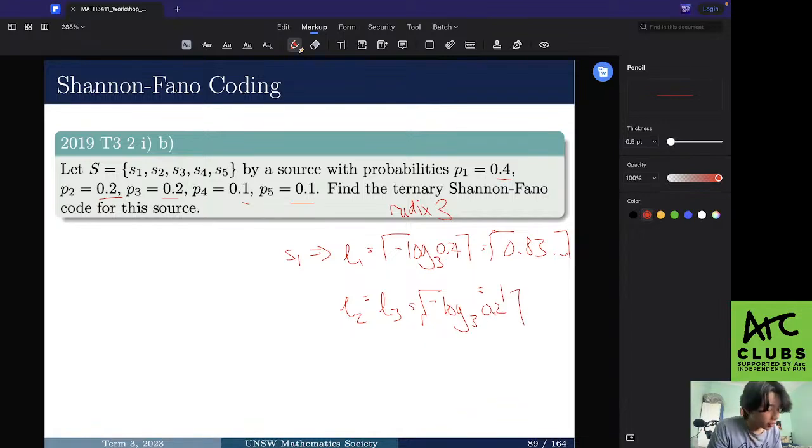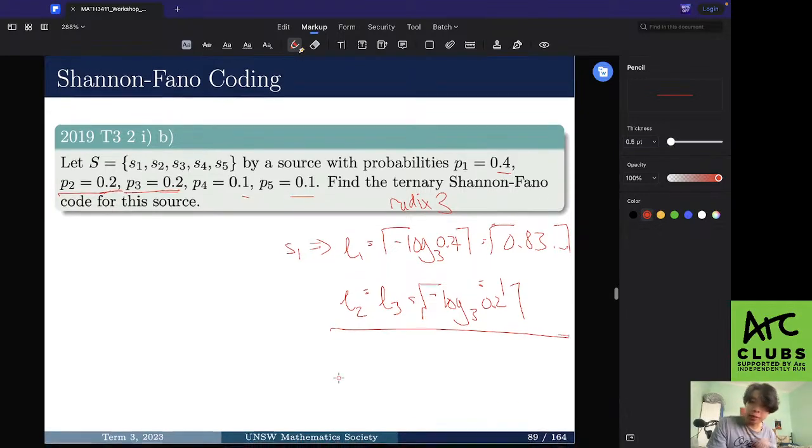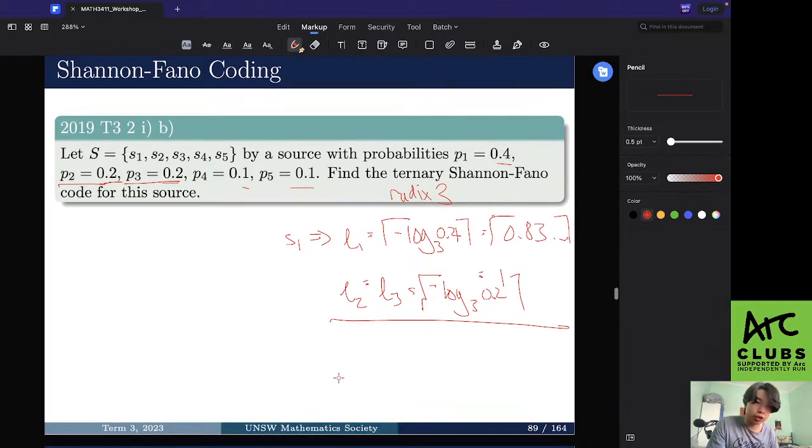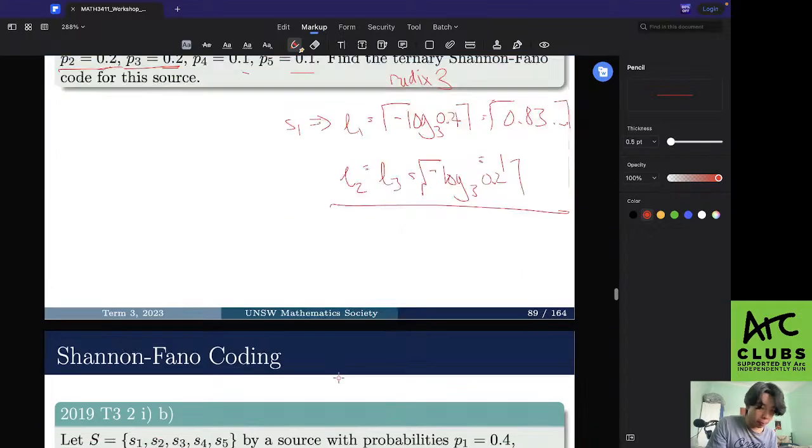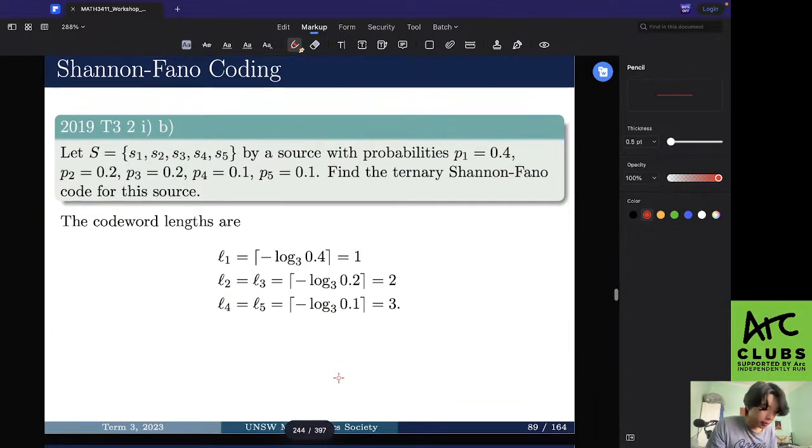And the other useful thing is that if we have two probabilities which are the same, then we also know that they have the same length, since the amount of information we get is the same from each source symbol. So this is how we get the lengths. We have 1 for L1, 2 for L2 and L3, and then 3 for L4 and L5.